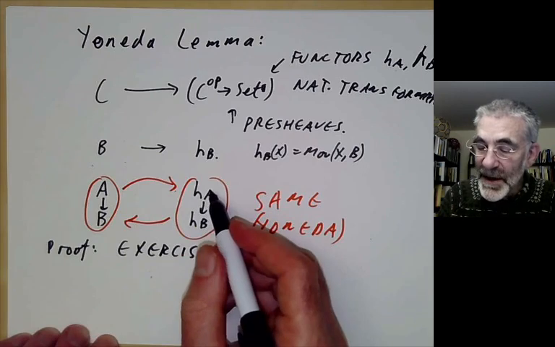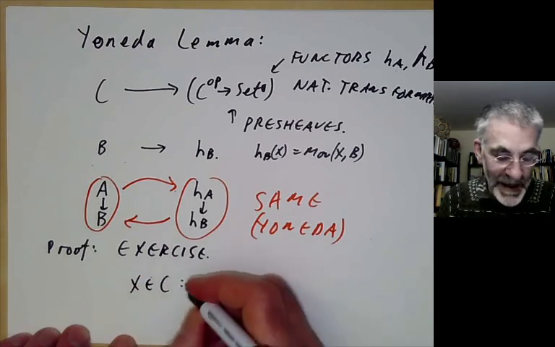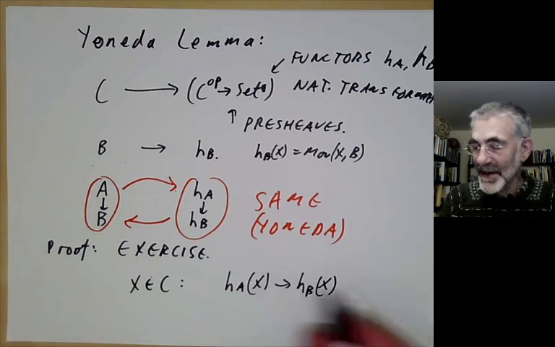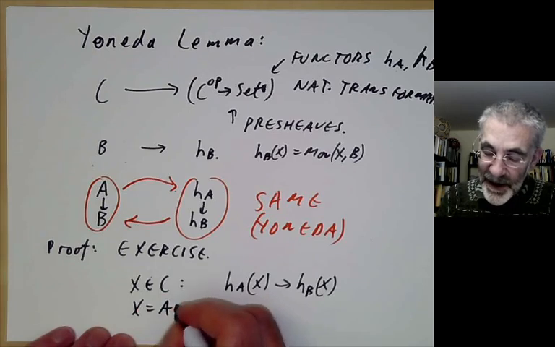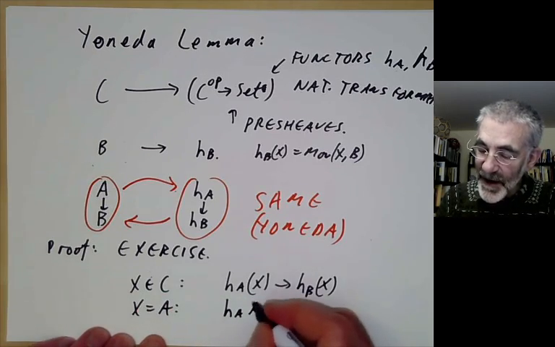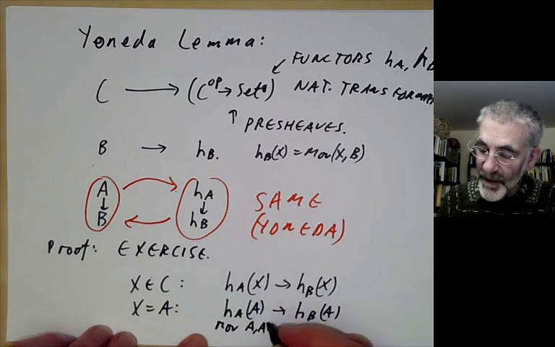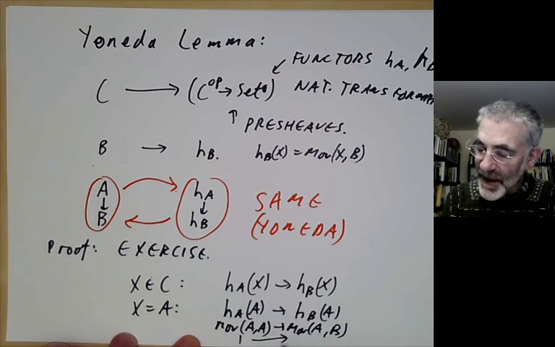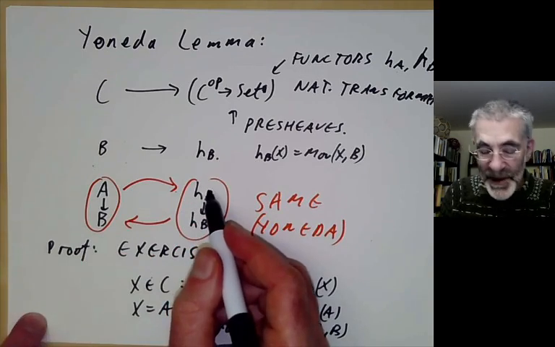So first of all, we need to remember what a natural transformation from H_A to H_B is. In particular, this means that for any X in the category C, we have a map from H_A of X to H_B of X. And this has to satisfy various conditions that I don't really care about. In particular, let's take X equals A. Then we get a map from H_A of A to H_B of A. Well, this is just morphisms from A to A, and this is morphisms from A to B. And there's an obvious morphism from A to A, which is just the identity morphism. So we can take the image of the identity morphism in here, and this will be the morphism from A to B that corresponds to the natural transformation from H_A to H_B.